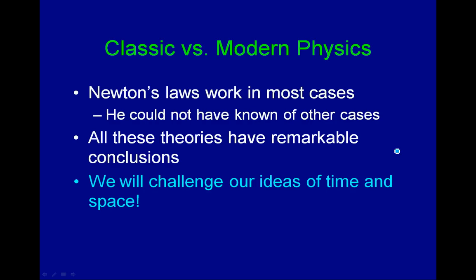However, all these theories have remarkable conclusions, and we'll challenge a lot of our ideas. Collectively, these theories are known as modern physics. It's kind of funny because the actual time period that they happened was anywhere from 1905 to 1930, but this is what we consider modern physics. At least for me, a lot of the early stuff in a relativity chapter seems like, why are we going through this? It seems really technical, but you kind of have to talk about this stuff.